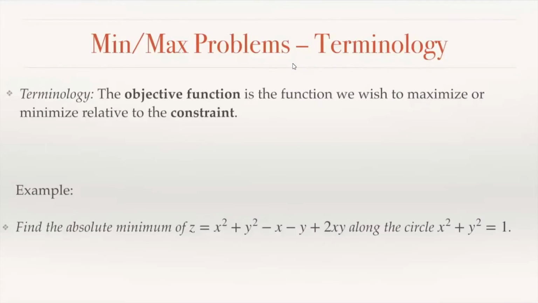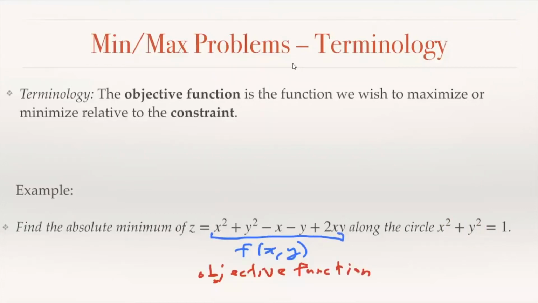Okay, before we begin, we need some terminology though, just two pieces. The objective function is the function that we wish to maximize or minimize relative to the constraint. So for example, if we were given the problem, find the absolute minimum of z equals this function along the circle x squared plus y squared equals 1, then this guy would be the objective function, while this guy would be the constraint. Yes, we always minimize or maximize the objective function relative to the constraint.